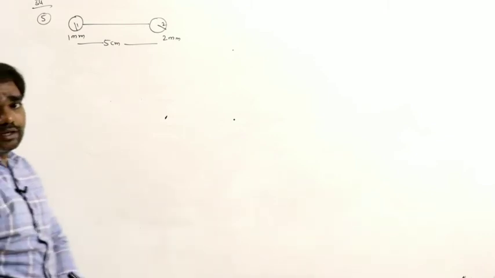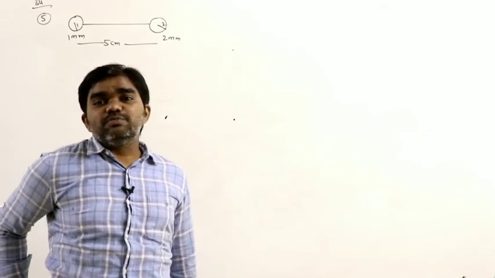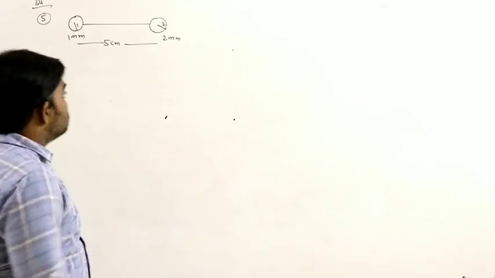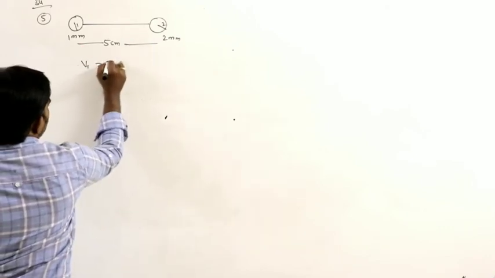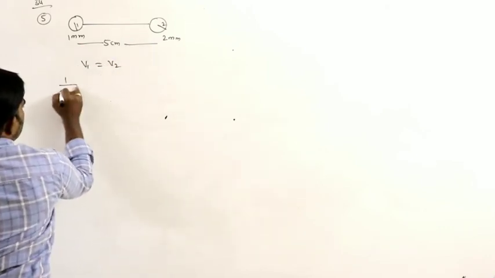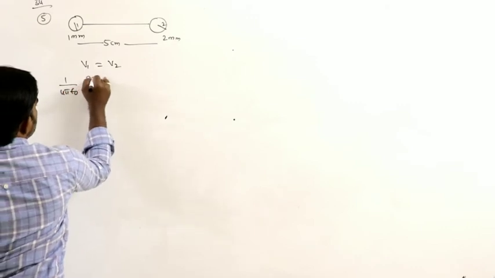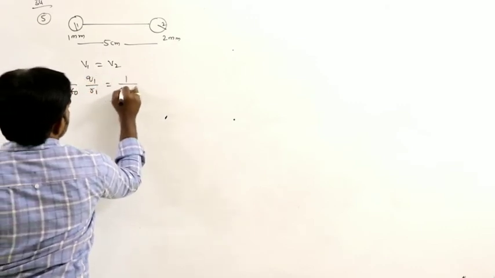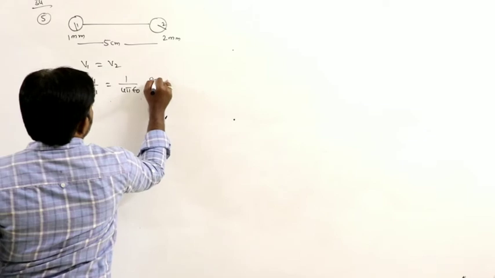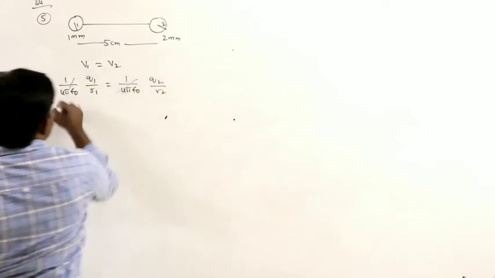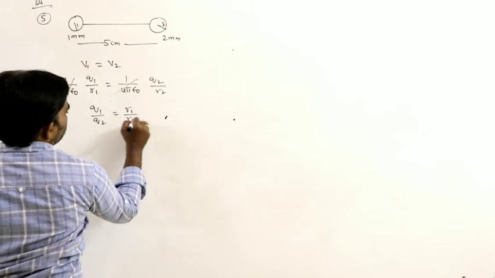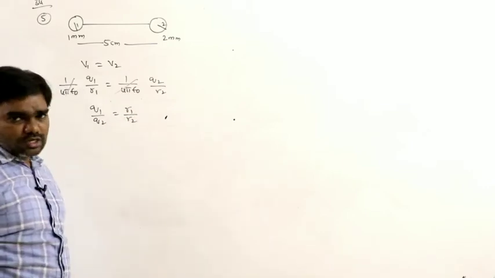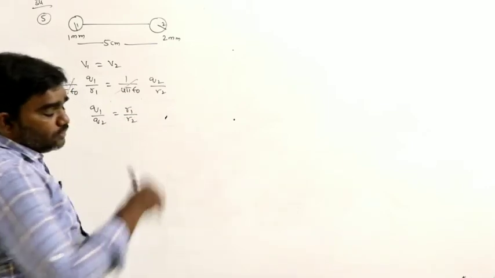If these two are connected by the conducting wire, the potentials must be the same. So charge flows from high potential to low potential. So V1 must be equal to V2. So 1 by 4 pi epsilon naught Q1 by R1 is equal to 1 by 4 pi epsilon naught Q2 by R2. So Q1 by Q2 is equal to R1 by R2. So the ratio of the charges is equal to the ratio of their radii.